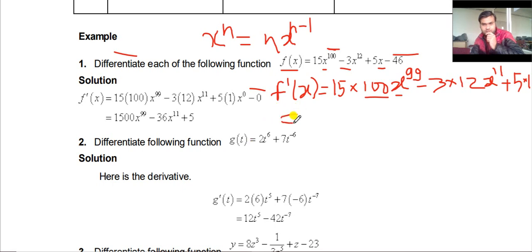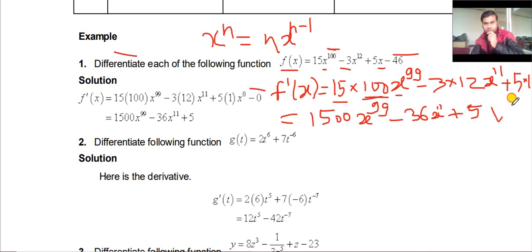Now the final answer is 15 into 100 is 1500 x to the power 99, minus 3 into 12, 36 x to the power 11, plus 5 into 1, that is 5. So this is the solution of the question that is given to you. Now we will see the next question.